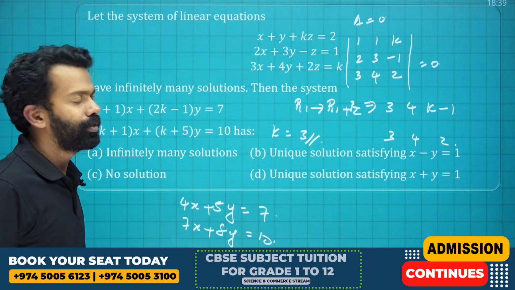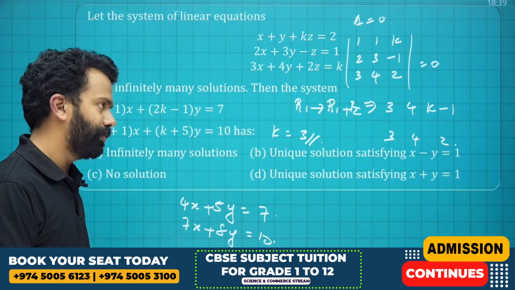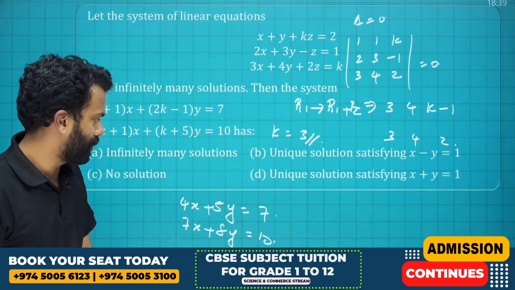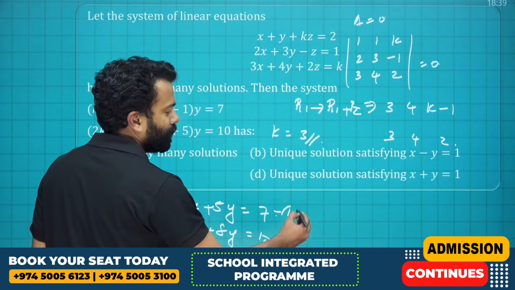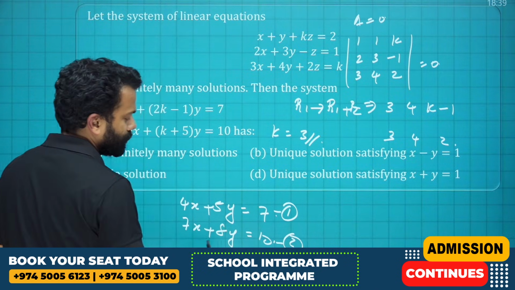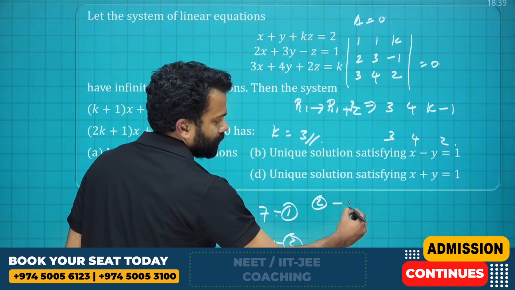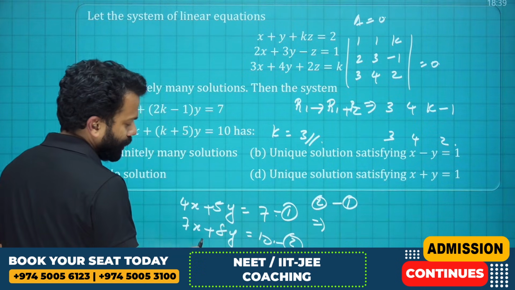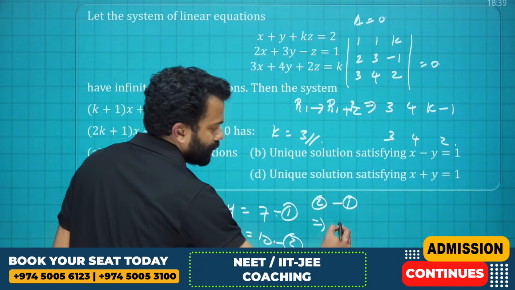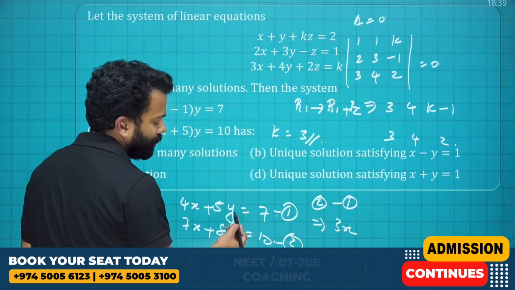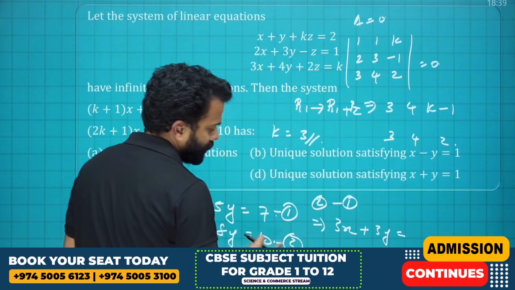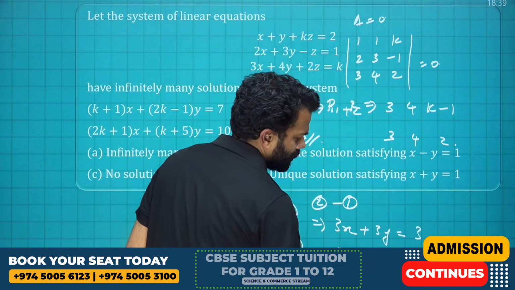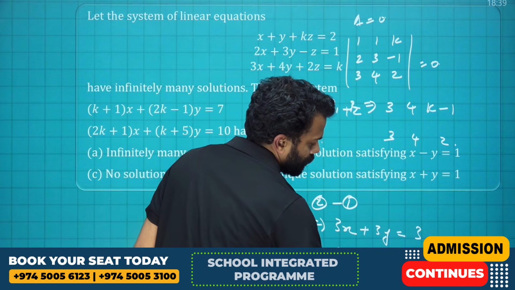Again, if you want to solve it by yourself, hit the pause button and try to solve it. Very easy question, and how will you solve this? Take it as equation number 1 and take it as equation number 2. Just go for this operation, 2 minus 1. What is 7x minus 4x? That is 3x. What is 8y minus 5y? That is plus 3y. What is 10 minus 7? That is 3. And it will be x plus y is equal to what?